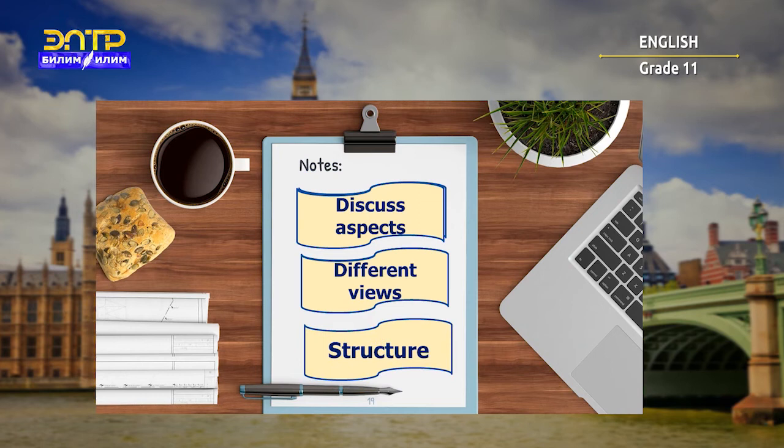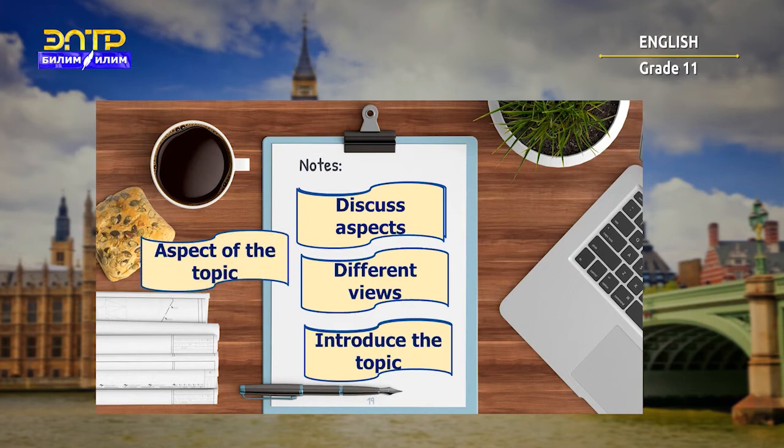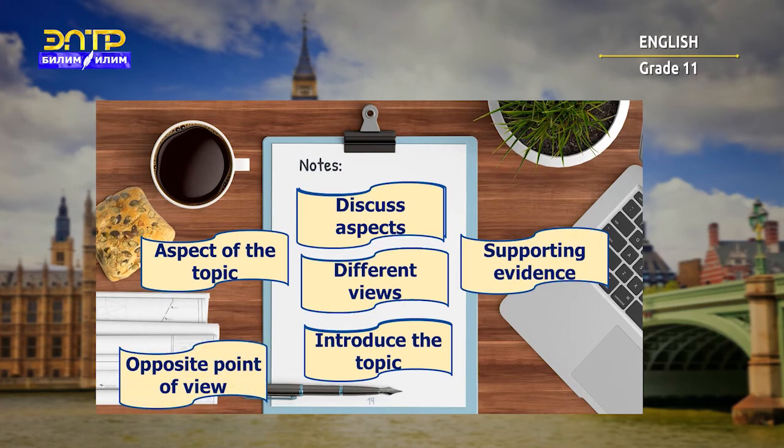Structure. The structure of a discursive composition should be clear and logical. In the first paragraph, introduce the topic and your argument. In the next, deal with one aspect of the topic. Give supporting evidence in the following paragraphs. After that, consider the opposite point of view. In the final paragraph, sum up your argument to give a balanced personal opinion.